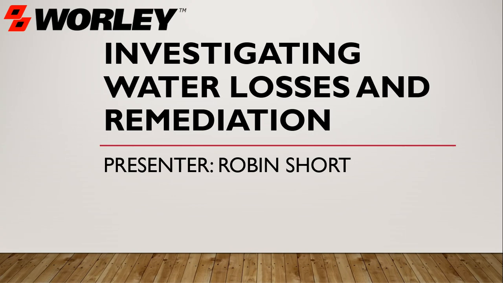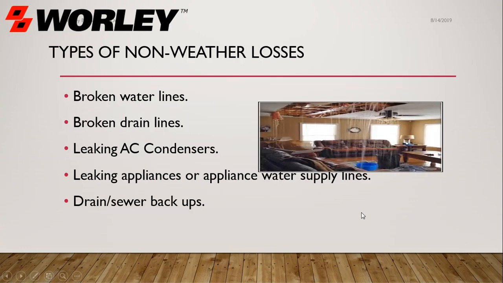So first of all, we'll get this out of the way here so we can see what's happening on the presentation of what type of water losses there are. There's broken water lines, broken drain lines, leaking AC condensers, leaking appliances or appliance water supply lines, and drain and sewer backups. So each one of these types of loss can be dealt with a little differently than the next.